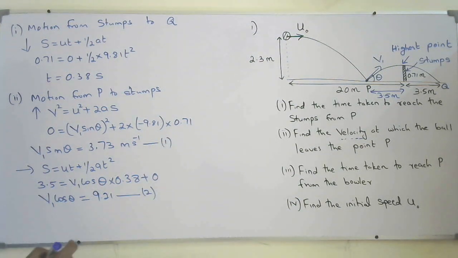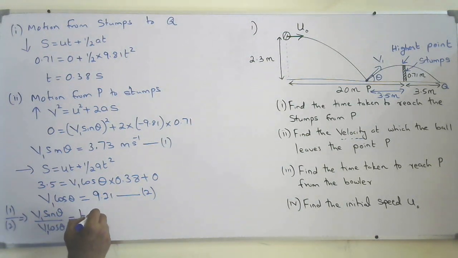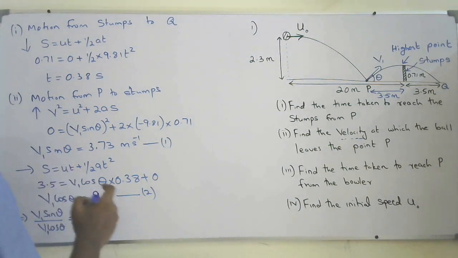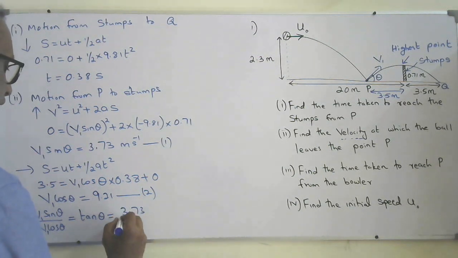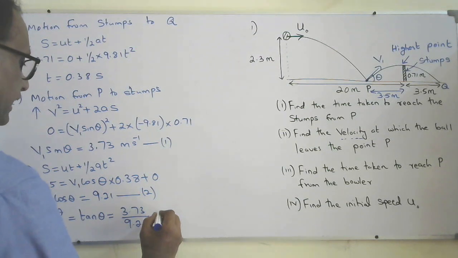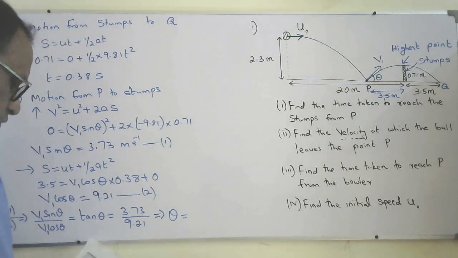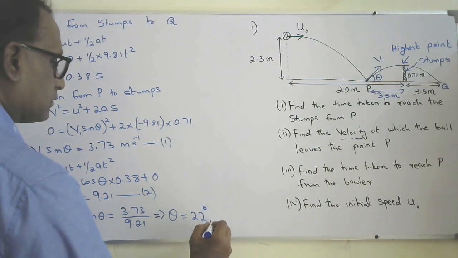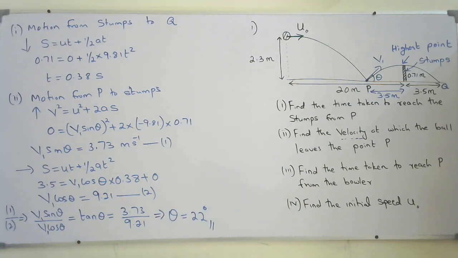Right, divide the first equation by the second equation: V1 sine theta divided by V1 cos theta. V1 will get cancelled. So tan theta will be equal to 3.73 divided by 9.21. From this, theta will be equal to 22 degrees. That's the angle, that's the direction.